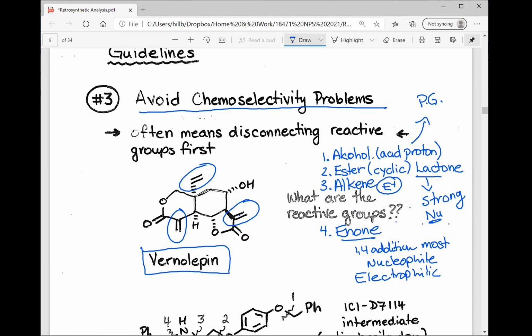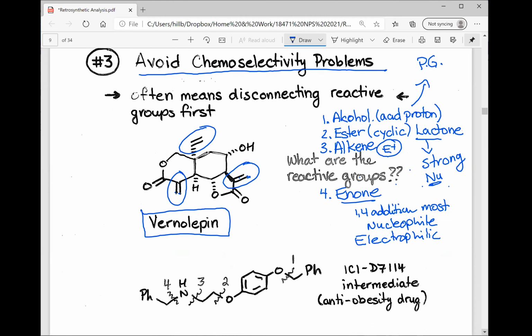It's these enones which are the most reactive, because water can react with these, or nitrogen, or any sulfur-containing compound. So you'd probably want to make those last. And I believe that during the synthesis, those were both made at the same time in the final step. We'll get to that in a little while. So if you have a reactive functional group, you want to disconnect this last. And this will be the next question.